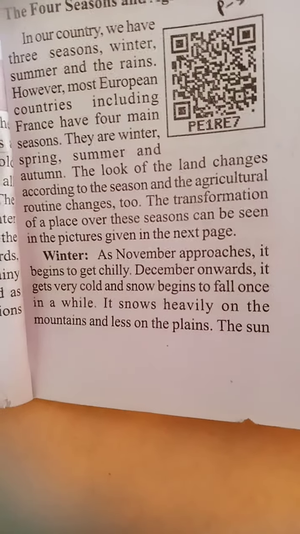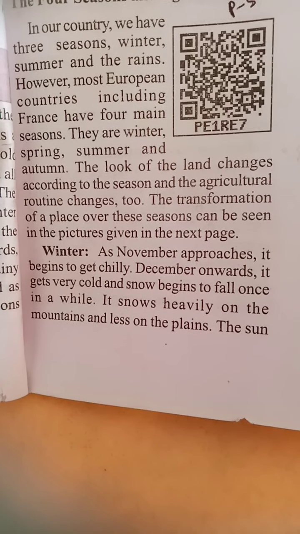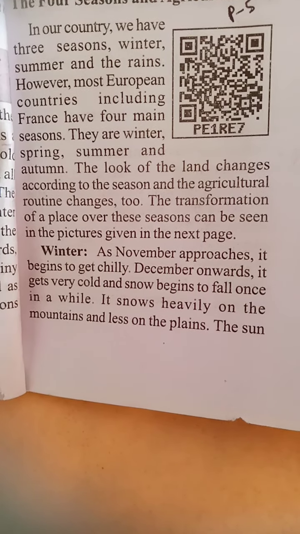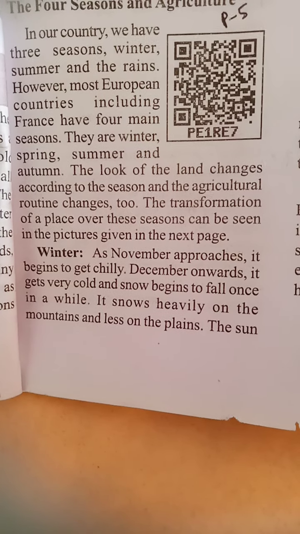How many seasons are there? There are 4 seasons, which are winter, summer, spring, autumn. So let us have a look. Winter. As November approaches, it begins to get chilly. December onwards, it gets very cold and snow begins to fall once in a while.